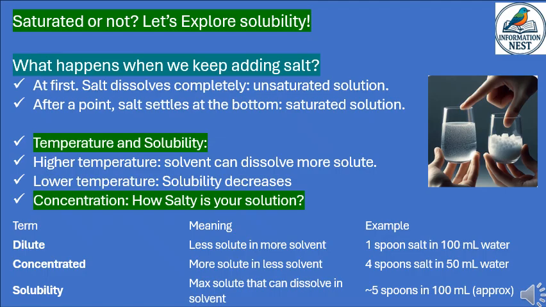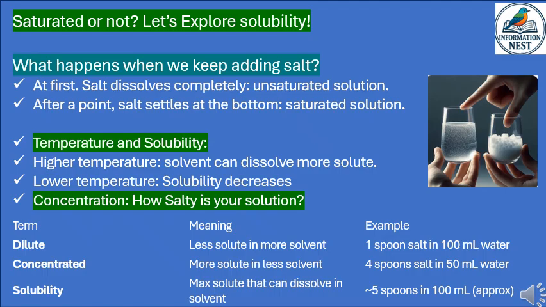Let's talk about concentration. How salty is your solution? Dilute is nothing but less solute in more solvent. For example, 1 spoon of salt in 100 ml of water. If it is concentrated, it means more solute in less solvent. Example, 4 spoons of salt in 50 ml of water. What is solubility? The maximum amount of solute that can dissolve in a solvent. Example, about 5 spoons in 100 ml of water, approximately.